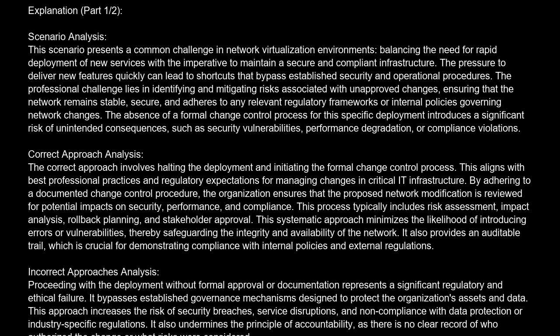Incorrect approaches analysis. Proceeding with the deployment without formal approval or documentation represents a significant regulatory and ethical failure. It bypasses established governance mechanisms designed to protect the organization's assets and data. This approach increases the risk of security breaches, service disruptions, and non-compliance with data protection or industry-specific regulations. It also undermines the principle of accountability, as there is no clear record of who authorized the change or what risks were considered. Implementing the change and documenting it retrospectively, while better than no documentation, still carries substantial risk.